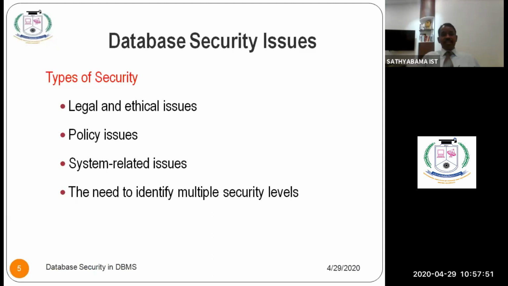If you take the legal and ethical issues, what are they? In any organization, different roles can be played to access the data and store the data.